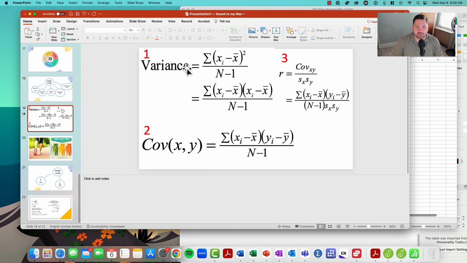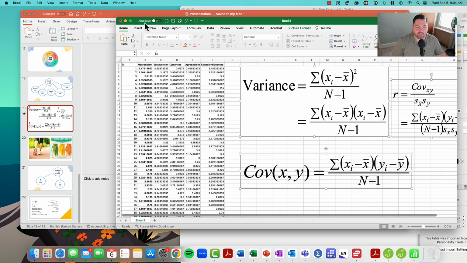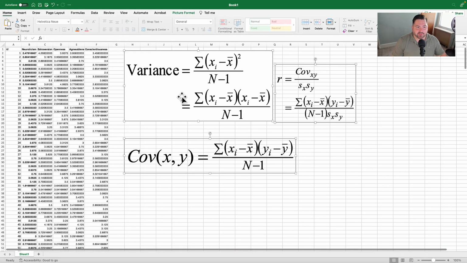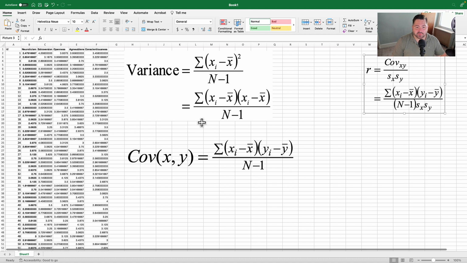So the first thing that we need to think about is look at variance, right? So I'm going to take my 3 equations here, and I'm going to move them into Excel because that makes things a lot easier to work with, right? And so if I open up my Excel calculator here, let's focus on whether there's a relationship between neuroticism and extroversion for purposes of this tutorial.